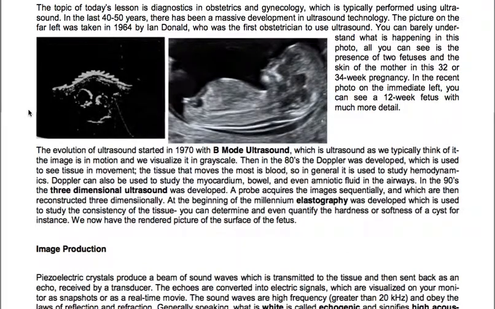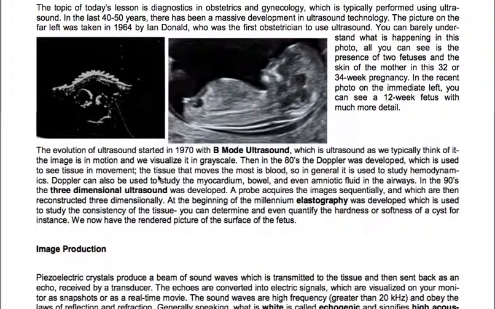So now we will talk about gynecologic and obstetric ultrasound. Okay, the evolution started with the B mode ultrasound, which is the ultrasound as we typically think of it. That is, the image is in motion, and we visualize it in grayscale.